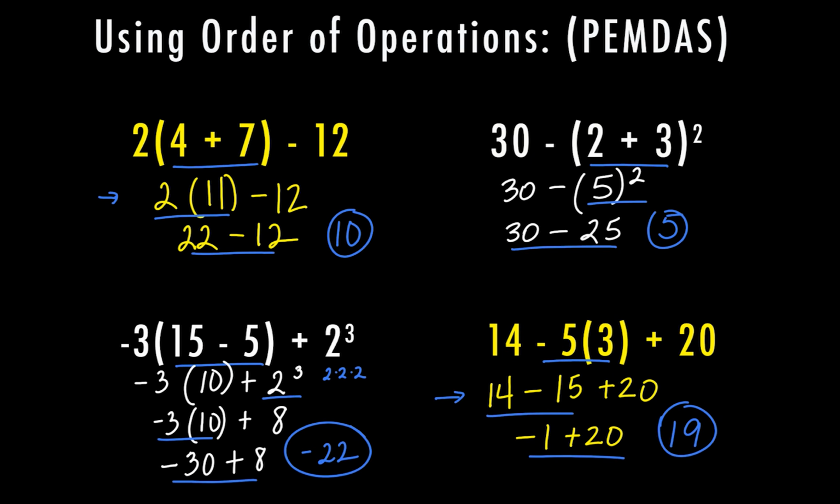Same thing with our last example. We had a negative 5 times 3, which equals a negative 15, and then I did 14 minus 15, which came out to a negative 1, and then negative 1 plus 20 ends up being 19. So I ended up subtracting those because they have different signs.